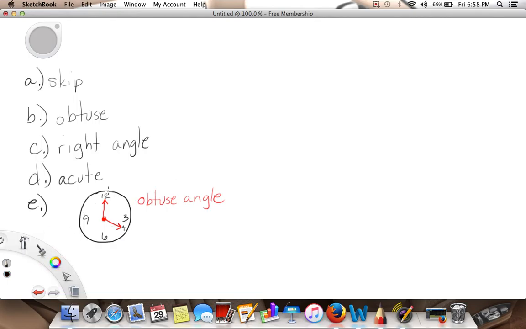Letter F. F says, what type of angle is formed at the corner of a door? And we know the corner of a door looks like this. So that's actually going to be a right angle.